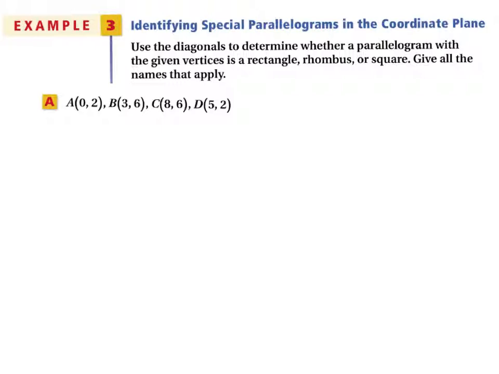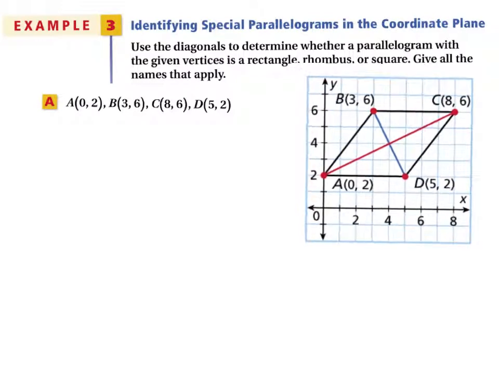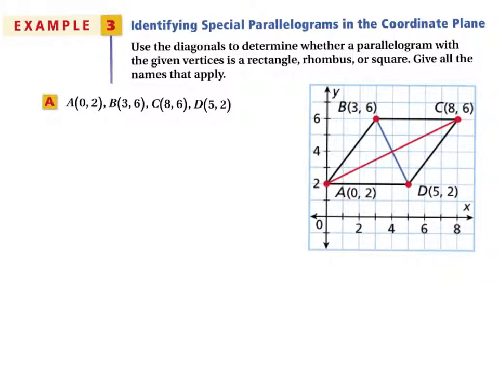All right, example 3. Use the diagonals to determine whether a parallelogram with the given vertices is a rectangle, rhombus, or a square. Give all the names that apply. So in part A, you're given 4 points. The first thing we need to do is graph them. So here's our graph. We have quadrilateral ABCD, and we know it's a parallelogram. We have to determine if it's a rectangle, rhombus, or square.